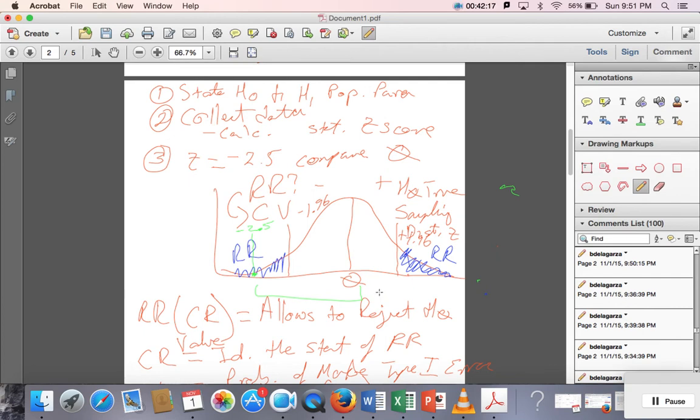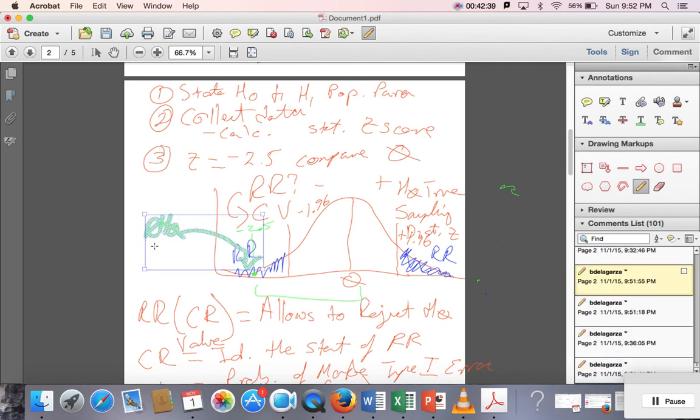How do I know if it is or isn't? Well, if my statistic lands inside of the region of rejection right here, as it has, I'm going to reject the null hypothesis. Okay? Why am I going to reject the null hypothesis? Because remember, my regions of rejection allow me to reject the null hypothesis. So thus, I reject the null in this particular case, because my statistic landed inside the region of rejection.